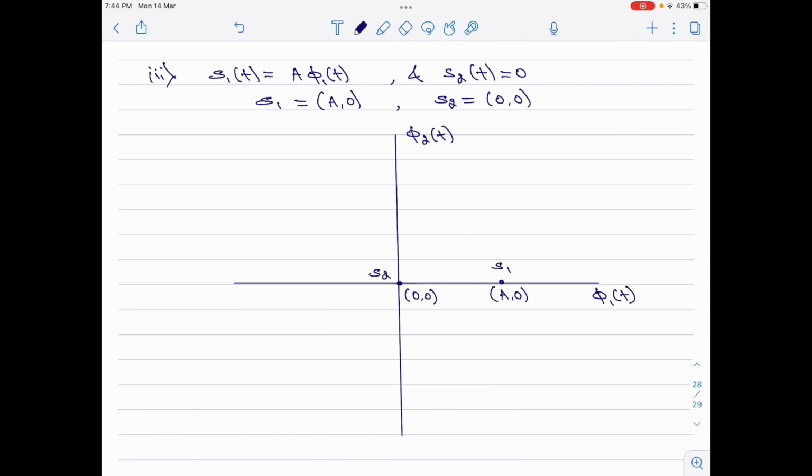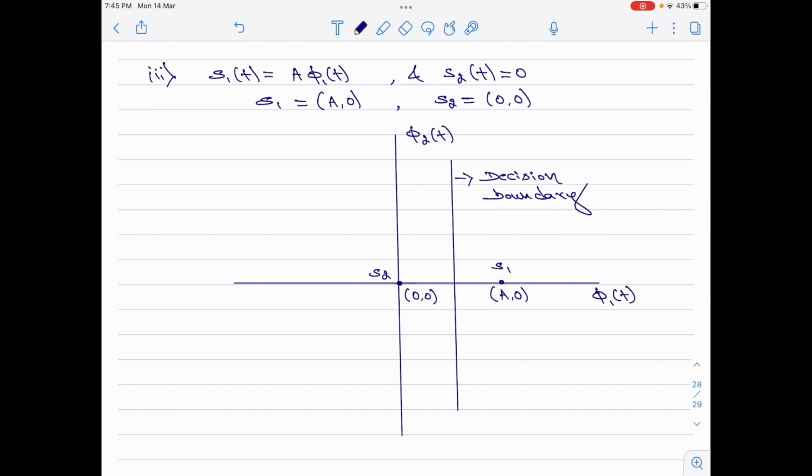Now, looking at the constellation diagram, the decision boundary for this set of signals will simply be a hyperplane that is drawn exactly at the midway point between S1 and S2. This is the decision boundary.